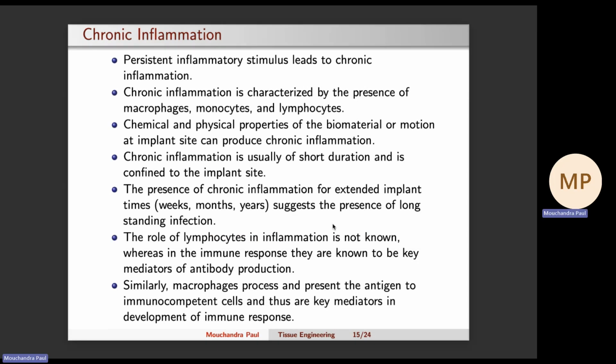The next part is chronic inflammation. For this video, I will stop here and continue chronic inflammation in the next recording. Do watch the next video for the continuation of this topic.